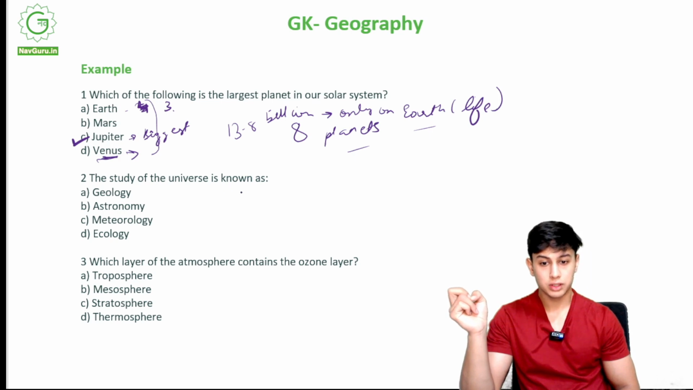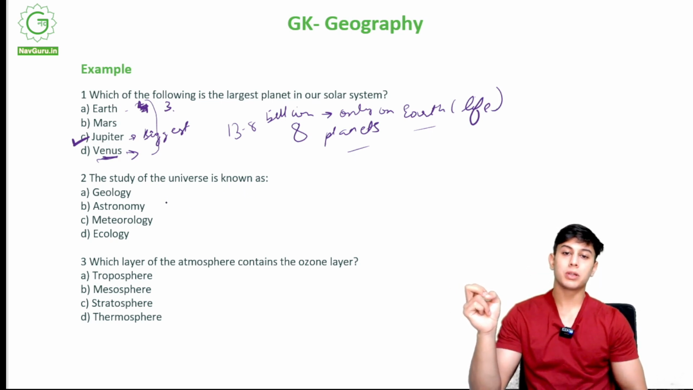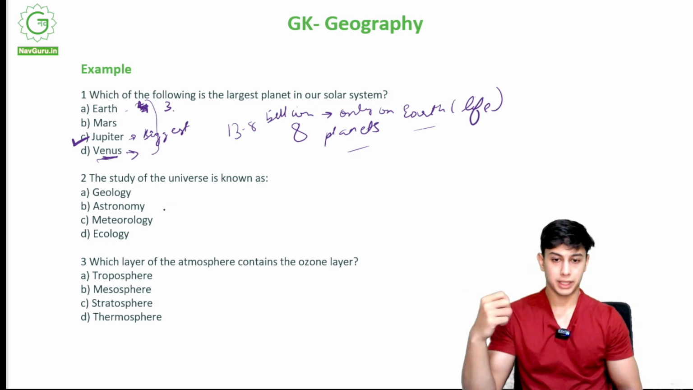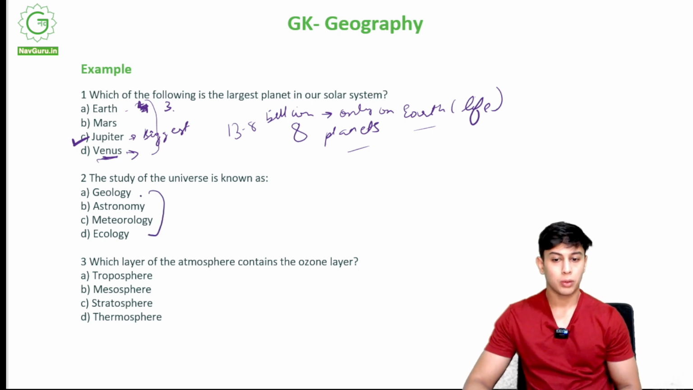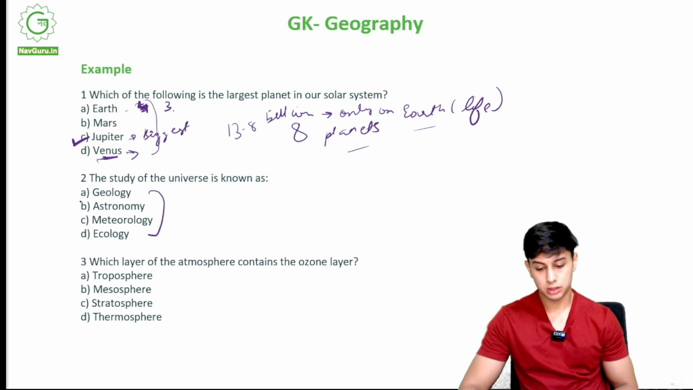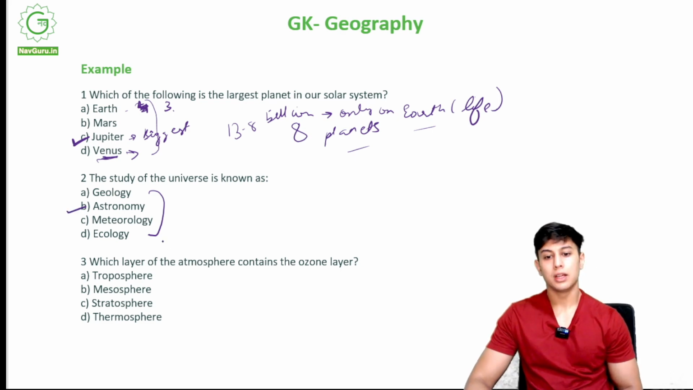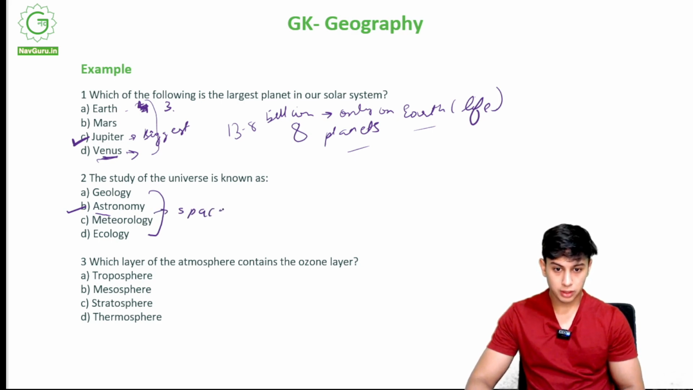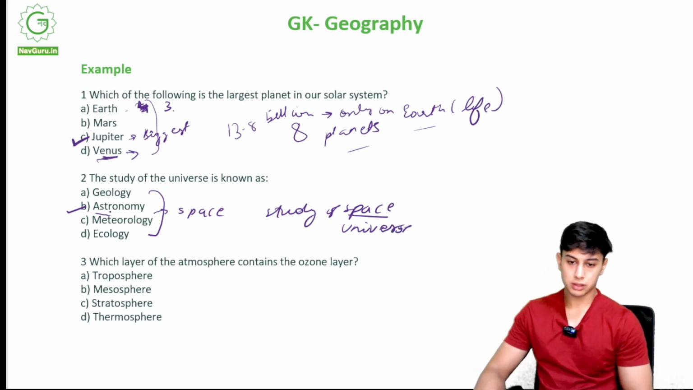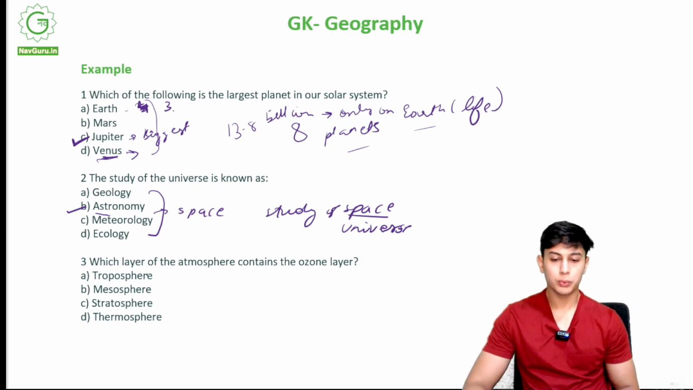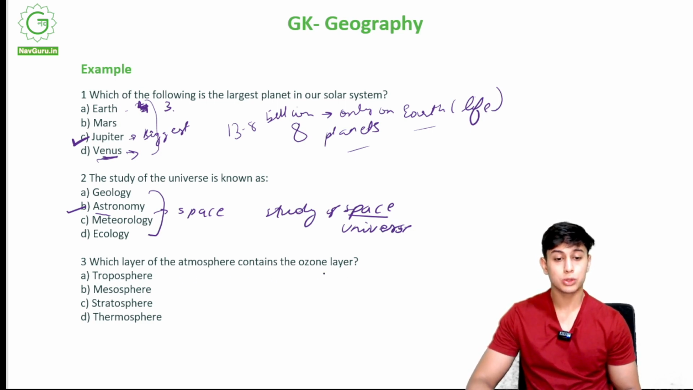The study of the universe is known as what? When people study about the universe, the stars, the planets, not the earth but the universe in general, what is it called? It is B, astronomy. Astro means space. So study of space. I am referring here to the universe, outer space. It is astronomy.